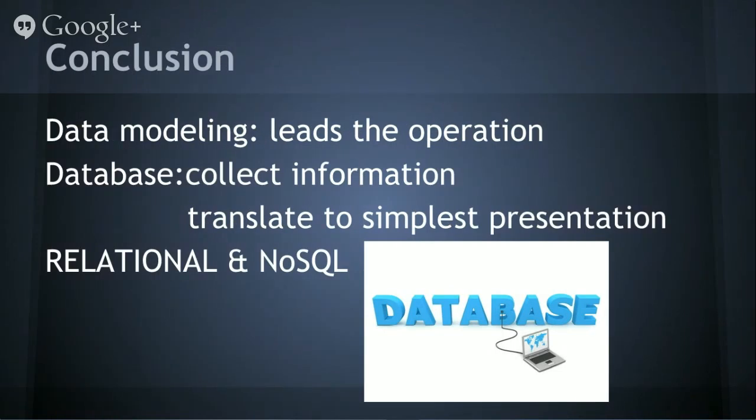In conclusion, both data modeling and database are very important for computer systems development and improvement. Data modeling leads to the operation of programming and can be used in any business. A database collects the information and can translate it to the simplest presentation for users. Relational and NoSQL databases are especially important types in data development.